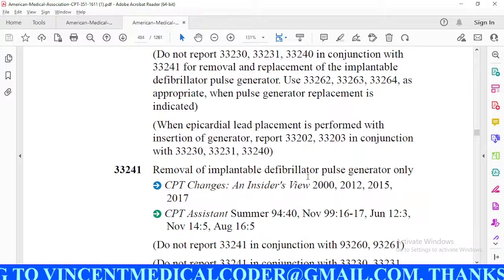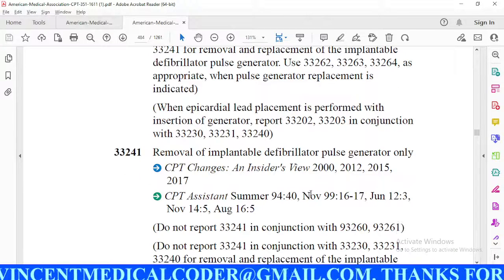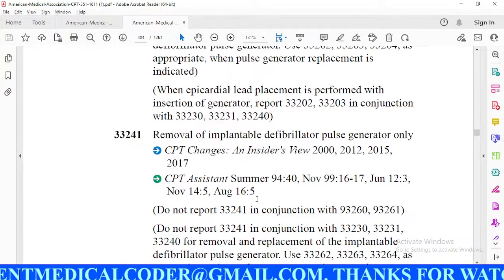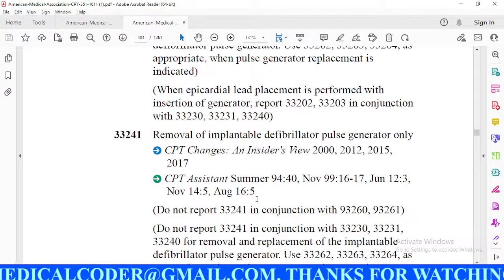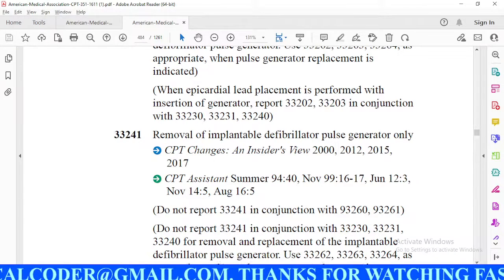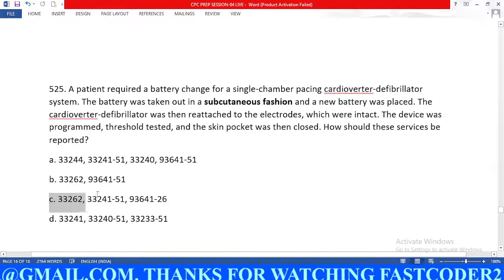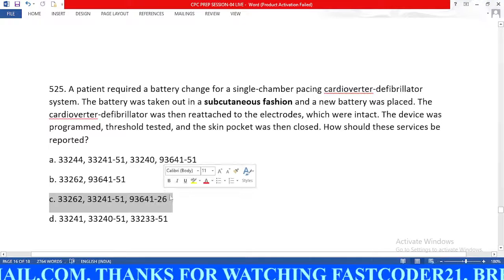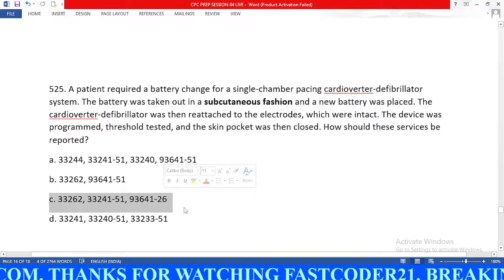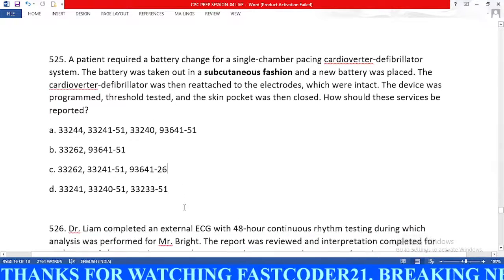Removal of implantable defibrillator pulse generator only. So whenever we replace, we no need to code the removal code. So here 33241 is wrong. So directly we can eliminate this question's answer option also.